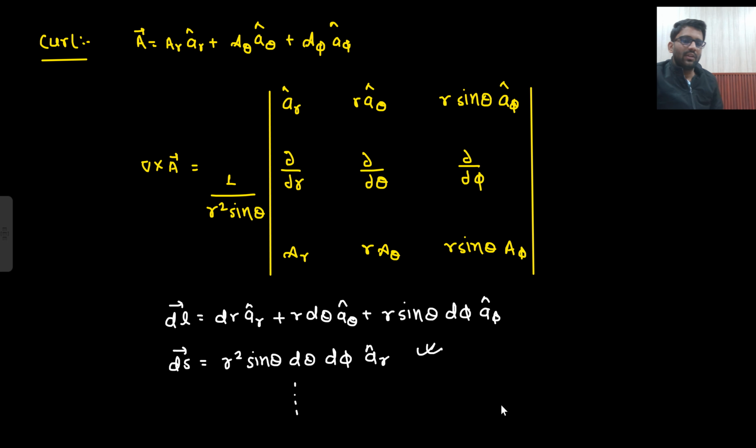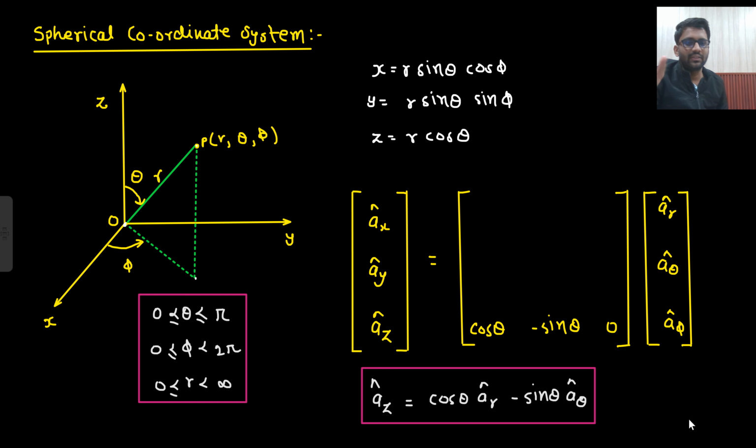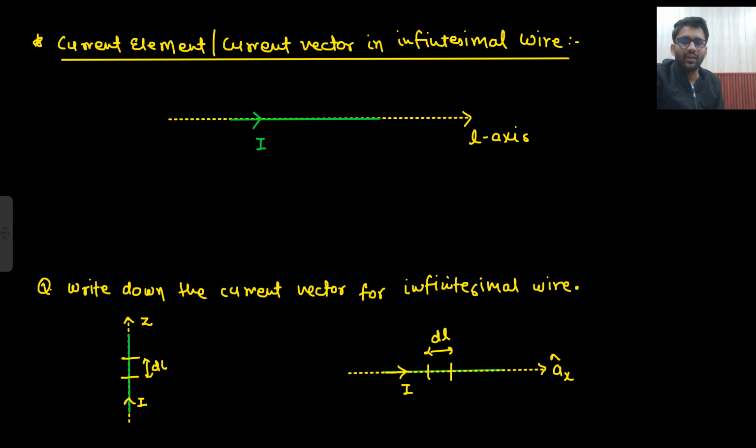But what I highly recommend is that you should study the coordinate system in a good manner, because questions can come from this particular topic. Okay, so these are the mostly used things from the spherical coordinate system in the chapter antenna. I'm not saying in your final examination, but in the chapter antenna, mostly these things will be used. Okay, now let's study about the current vector.